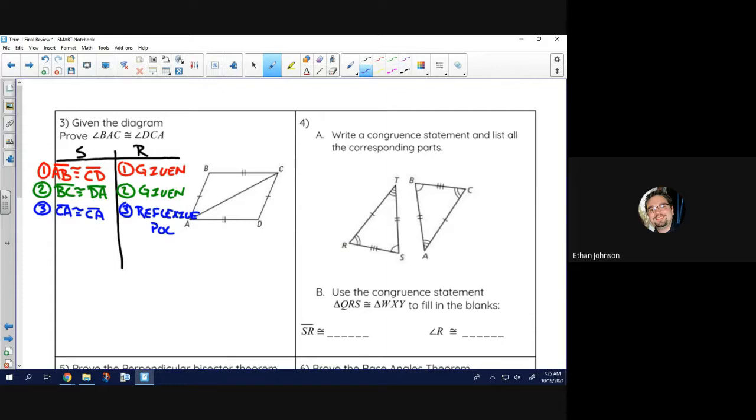Well, we have three statements that are congruent. So I can say triangle BAC is congruent to triangle DCA. Because, well, we have more sides marked congruent. In fact, just sides, so side, side, side.